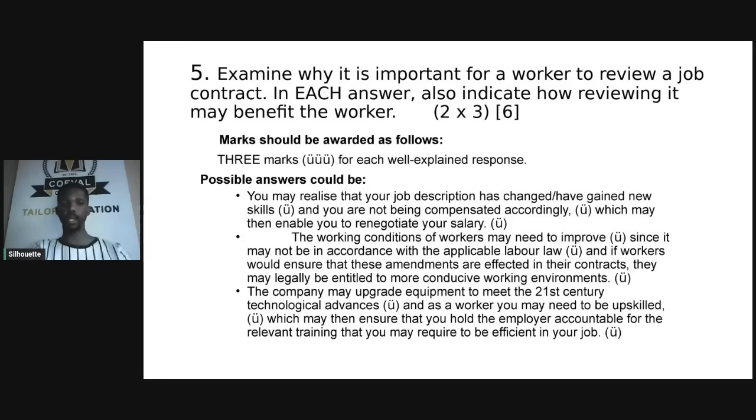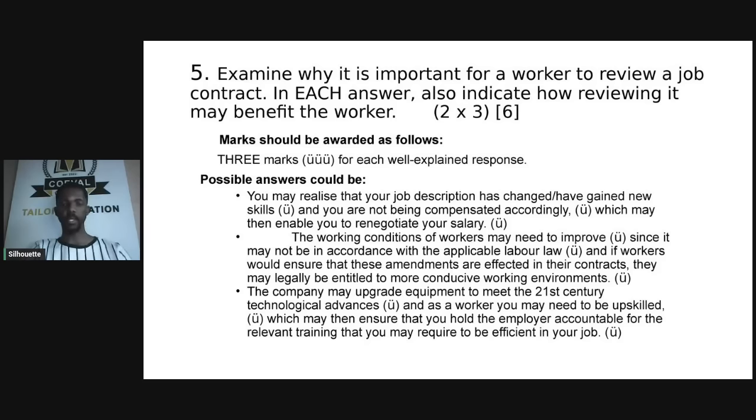Another response: the working conditions of the worker may need to improve. That's why it's important. And then to qualify it, since it may not be in accordance with the applicable labor law. That's the qualifier. And if the worker ensures that these amendments are effected in the contract, they may legally be entitled to a more conducive working environment. That is the outcome or the result.